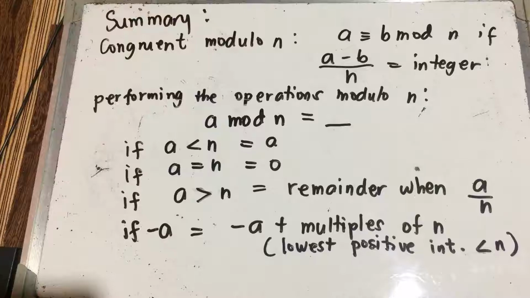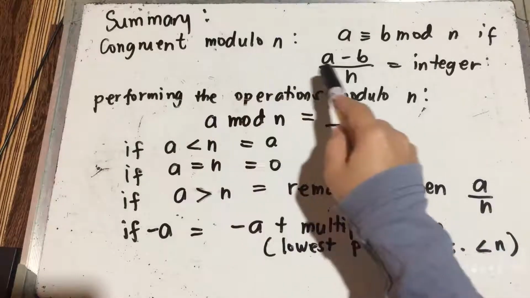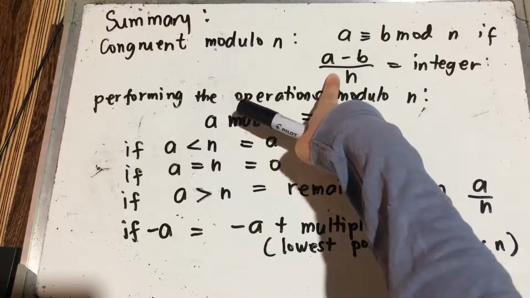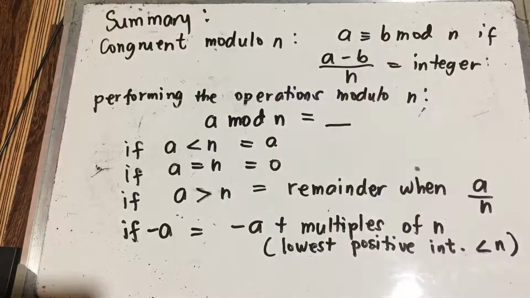Okay, so let us have the summary. So for the summary, first is the congruent modulo n. So for the given congruence, A is congruent to B modulo n. So that is true, or a true congruent modulo n, if we can satisfy the given equation: A minus B over n is equal to an integer.